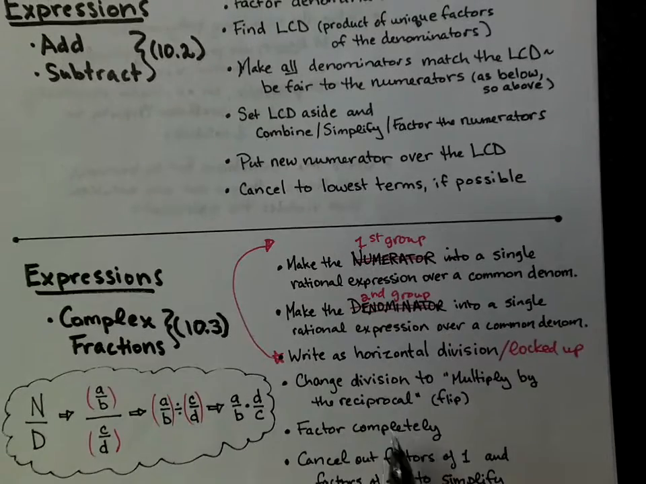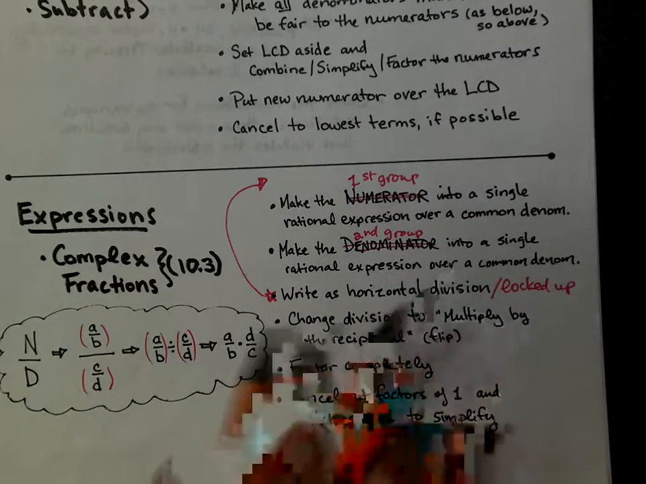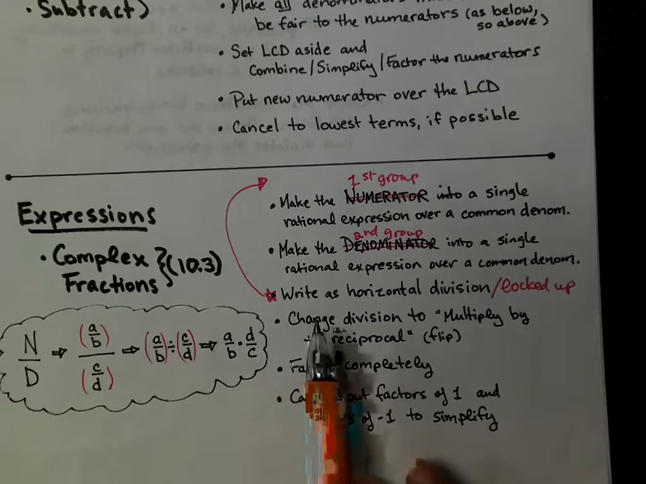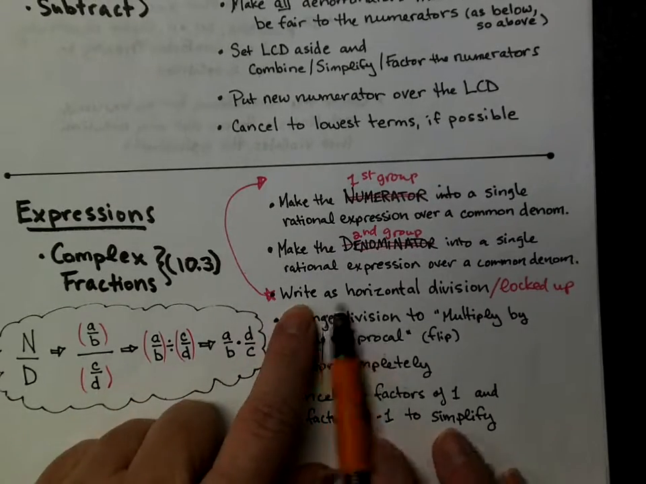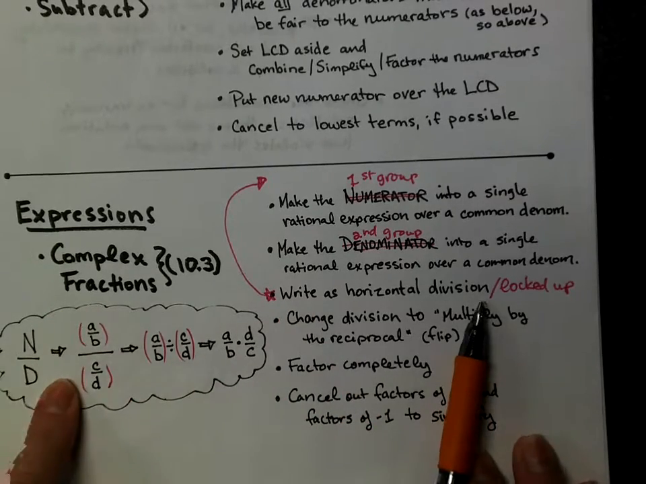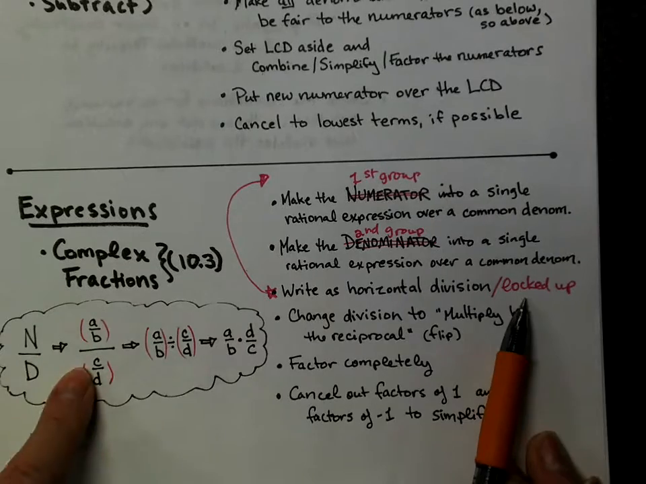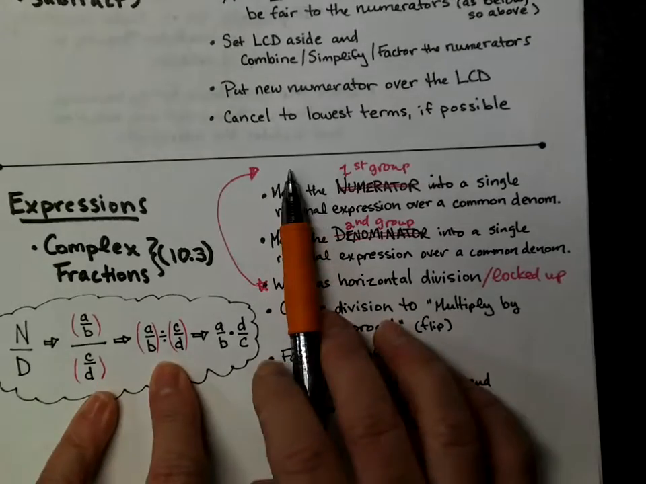10.3, complex fractions, was really just mixing up adding, subtracting, multiplying, dividing. And when I first made this, I need to update it. I changed the order a little bit to a way that I found was a little easier to deal with. So this step right here is horizontal division. Lock up your numerator and your denominator, and then write it horizontally, just like we have here. I moved that to the first step. Okay.